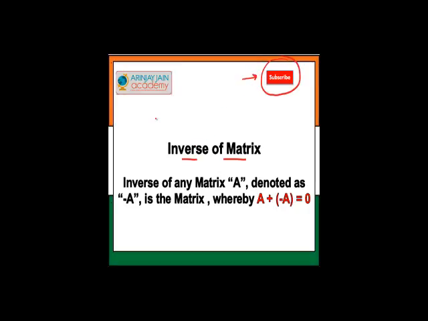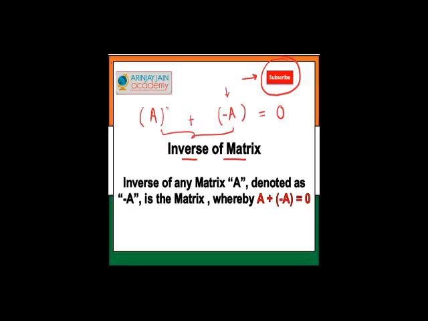Inverse of a matrix. If, for example, you have any matrix A, the inverse of a matrix is generally written as minus A. What it means is that it is another matrix which, when added to the original matrix, gives the result equal to 0.